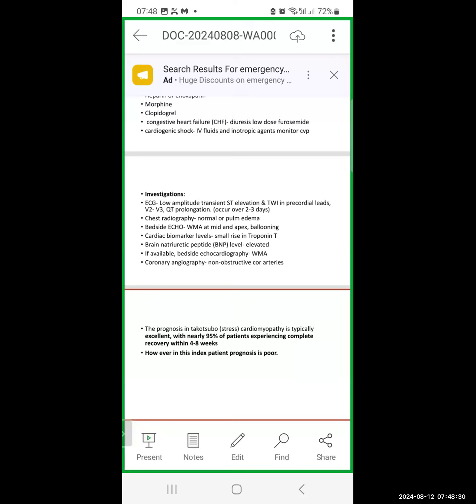And then, sorry, you were talking about the management of the shock. So from the patient's presentation, how do you make up your mind that this is actually Takotsubo cardiomyopathy and not from any other cause?